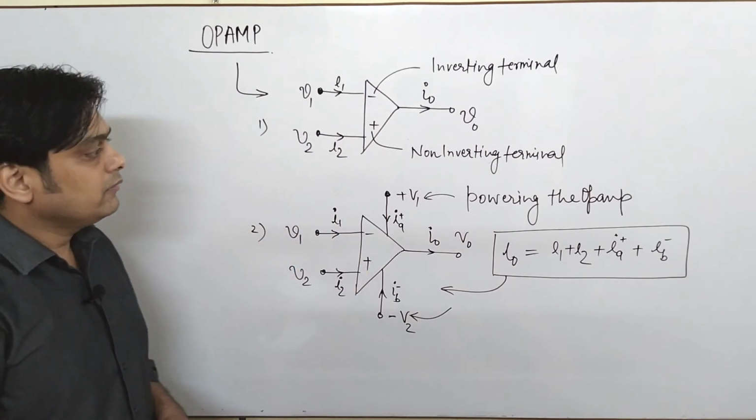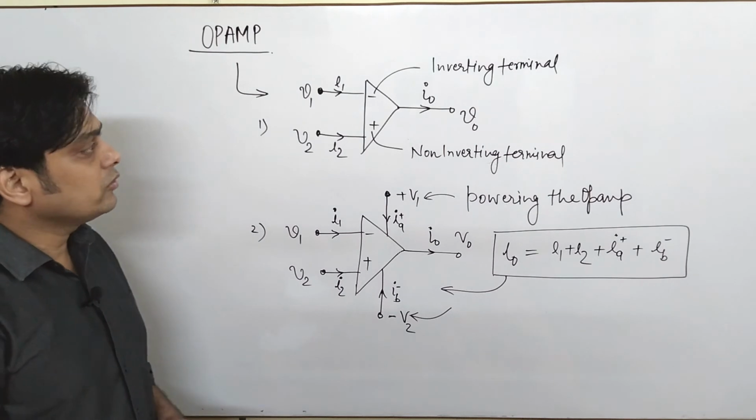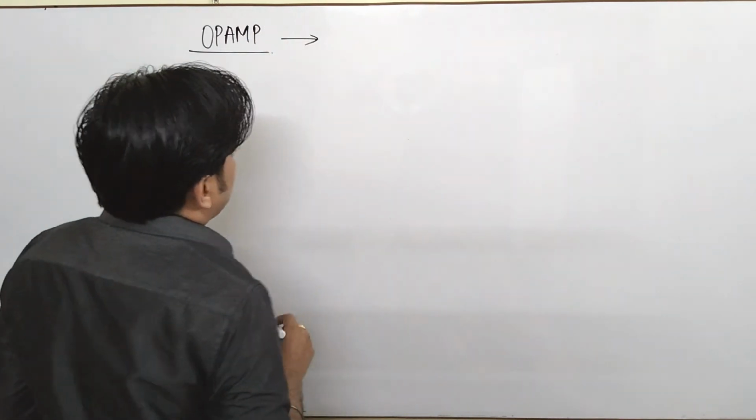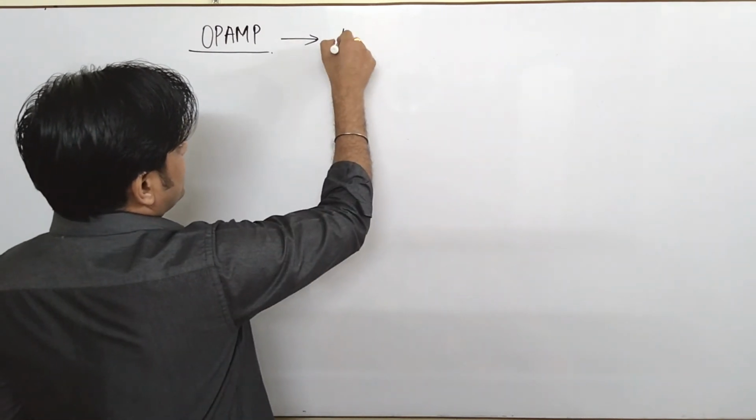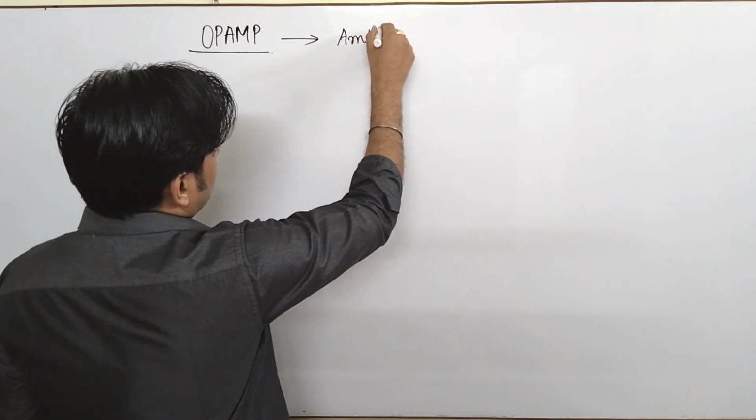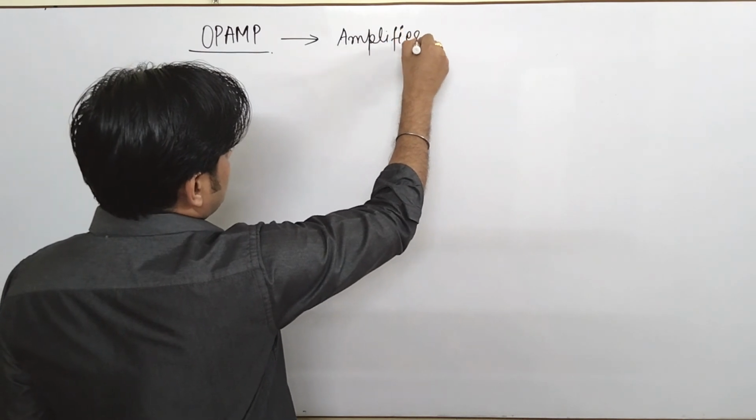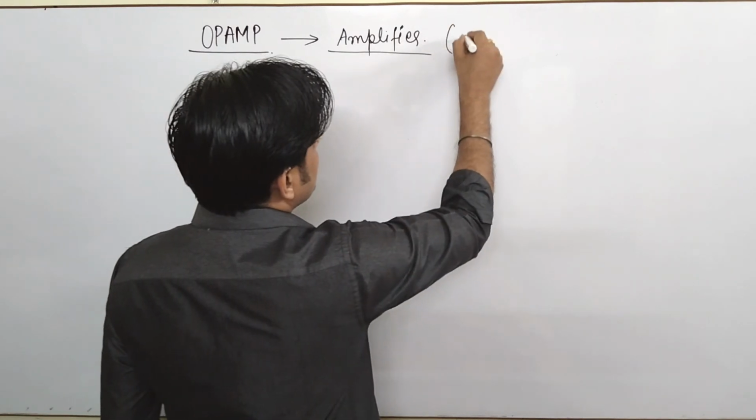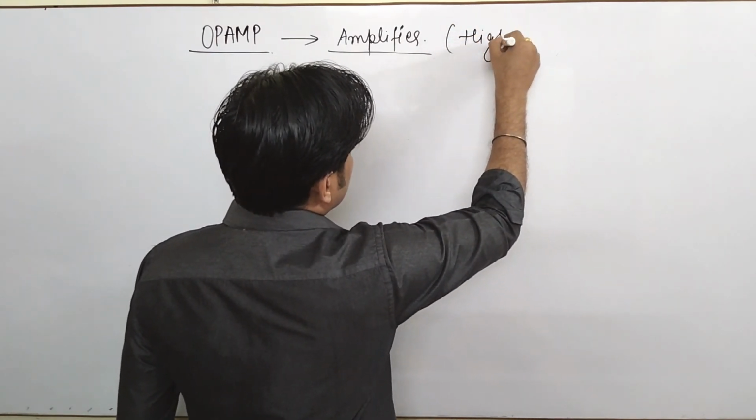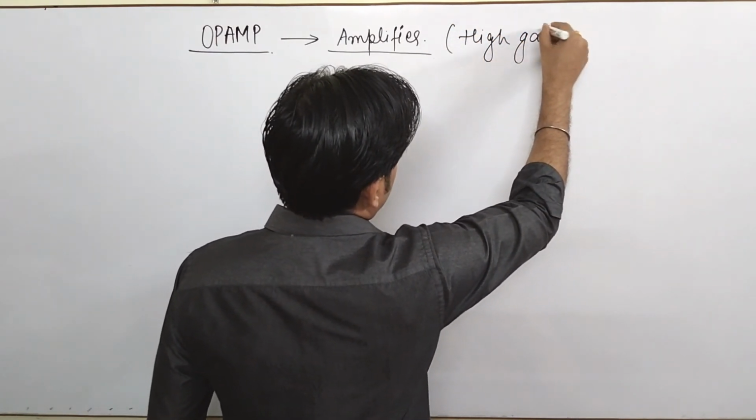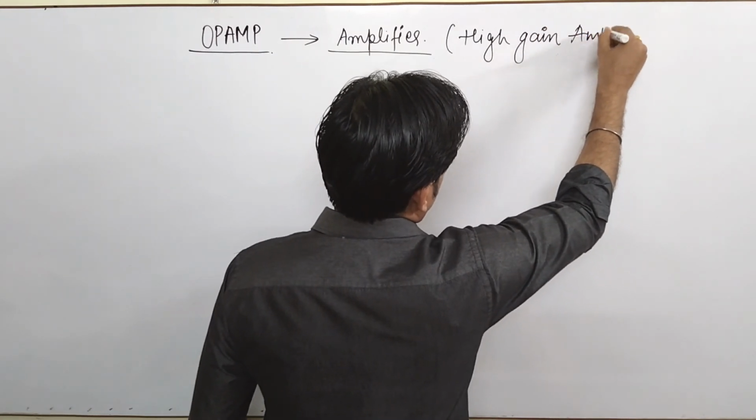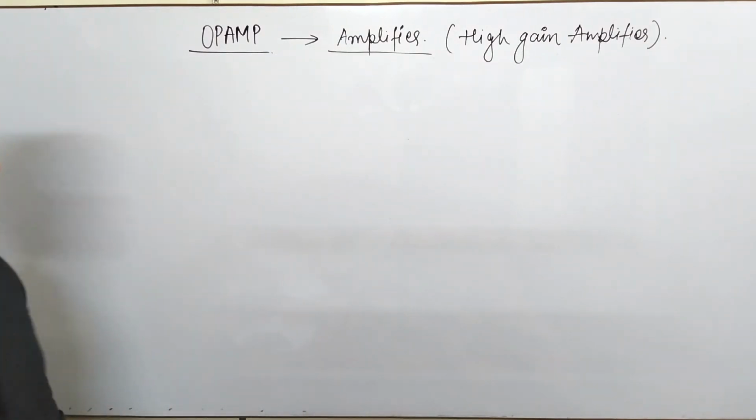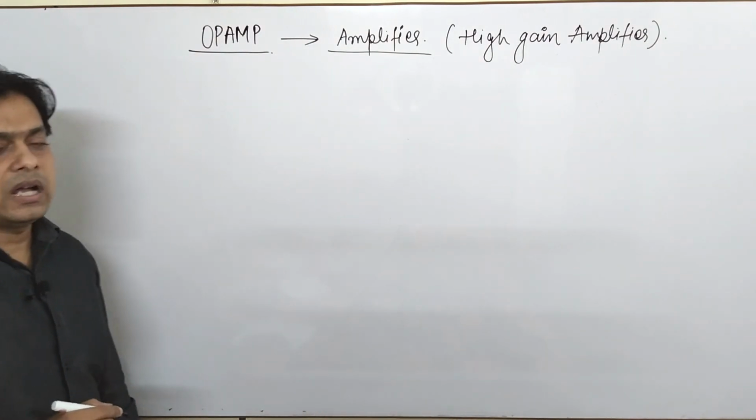Okay, now further we try to understand few more concepts of op-amp. Now the first very important thing, as I said, it is an operational amplifier. So op-amp is a class of amplifier, or you can say it is a class of high gain amplifier. First very important thing. Operational amplifier op-amp is a class of very high gain amplifier.